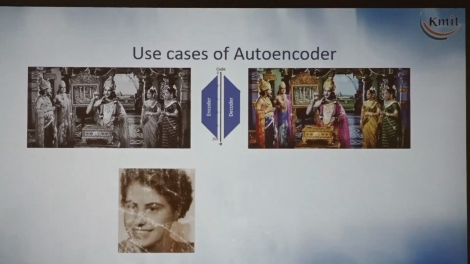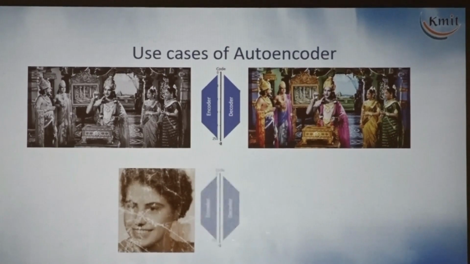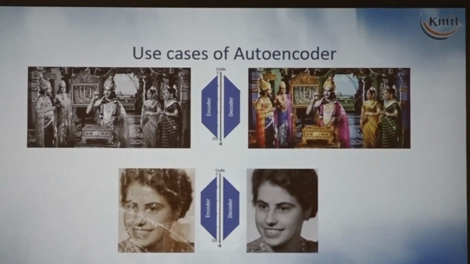And another one, old images, our old photos. They may be damaged, and if you want to restore them, you can restore them by using this autoencoder. You can get results like this, but more patience is required to train. You have to run the model a number of times and change the optimizers, change the activations, and try different combinations. Then definitely you will get good output. It is not an easy task. More patience is required.